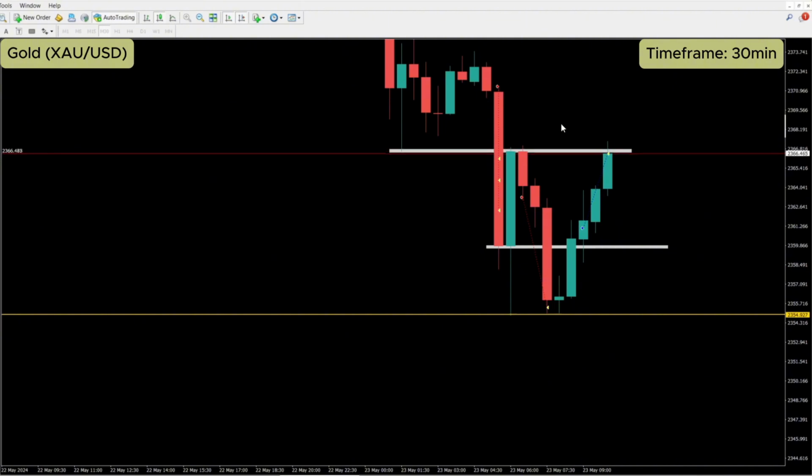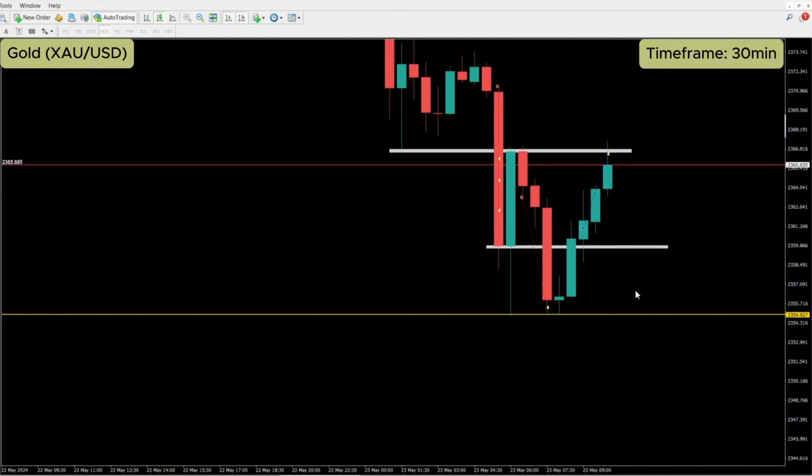So now profits have been realized, take profit level was hit. This was a very good risk reward ratio. Price may move up even higher, but that's none of our concern, because we took a trade, we made an analysis, everything went the way we expected it to go.